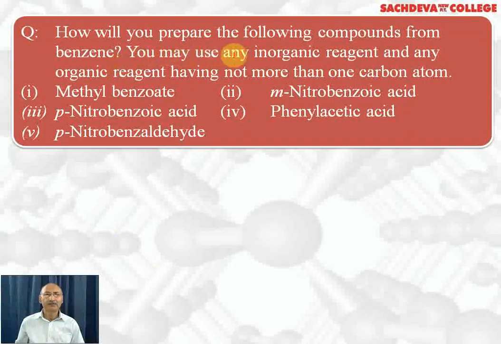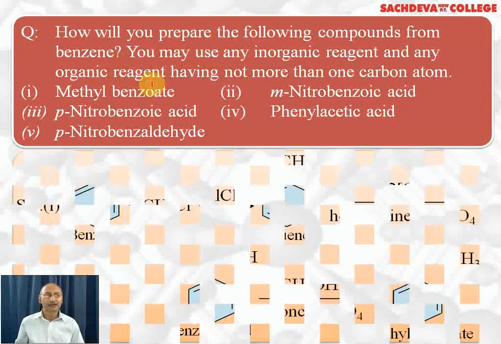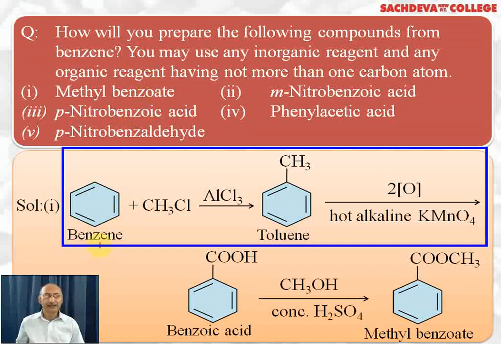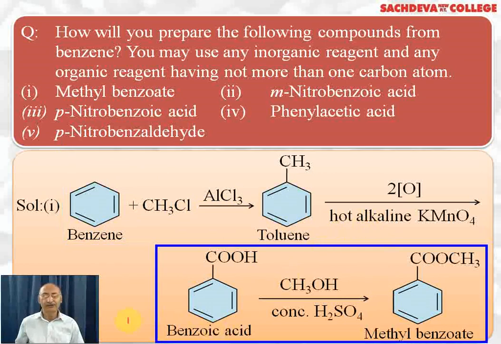Next question, how will you prepare the following compounds from benzene? You may use any inorganic reagent and any organic reagent having not more than one carbon atom. First, we are taking benzene plus methyl chloride. In presence of AlCl3, we get toluene. We wanted to get methyl benzoate. So, methylbenzene will be converted into benzoic acid by using hot alkaline KMnO4. It will give benzoic acid.